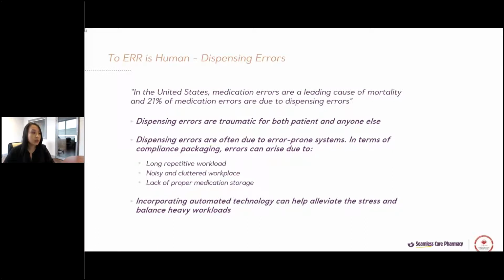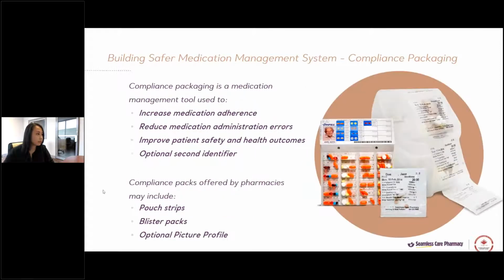Also, sometimes the space that they use to generate your compliance packaging is very small, and so they're cramming a lot of things in while they're trying to make up your compliance packaging. There's also 10, 20 different types of medication bottles they're grabbing from, and that can cause errors as well. We found that when you incorporate technology and space, it can really help alleviate those types of stresses for the pharmacy and help balance heavy workload. So in the end, they're dispensing an error-free product.